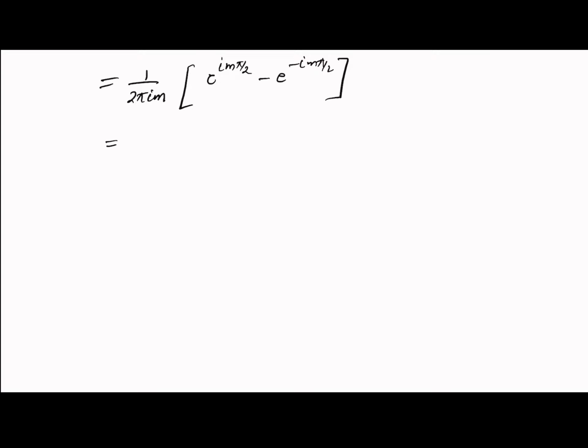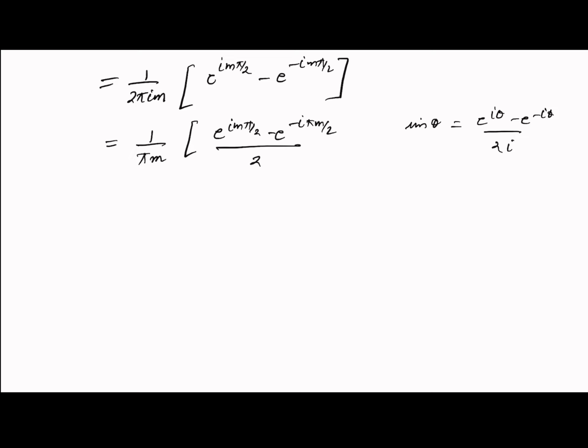So we know that sine of theta can be written as e to the power i theta minus e to the power minus i theta upon 2i. So similarly we can write this as 1 upon pi m, exponential i m pi by 2 minus exponential minus i pi m by 2 divided by 2i. So using this identity which I've written on the right hand side, we can write this as sine of m pi by 2.